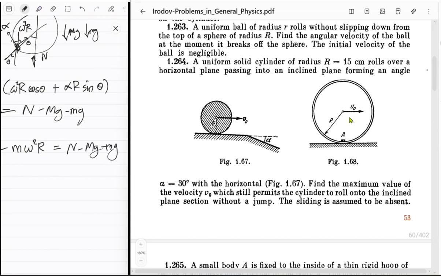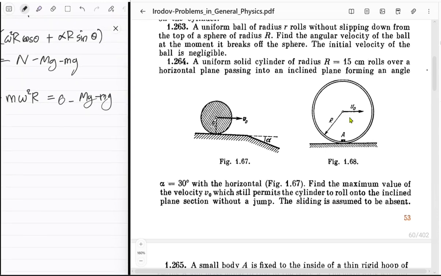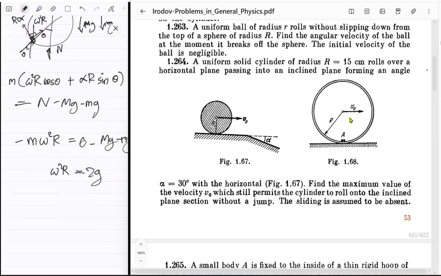That is our condition. So actually not this condition. We would want our normal force to be 0 at that point. So this is our real condition. So in this particular case, m and m are the same. So what you can do is just say omega square r is equal to 2g. Now, the thing is, we want to figure out what omega square is.